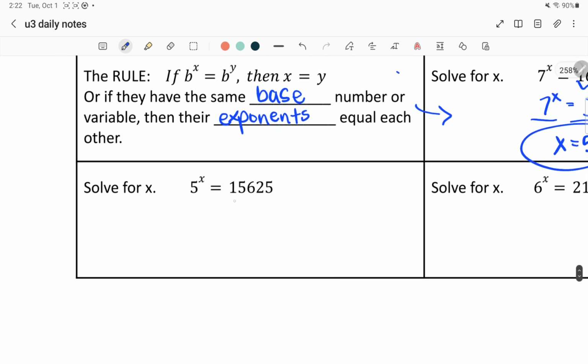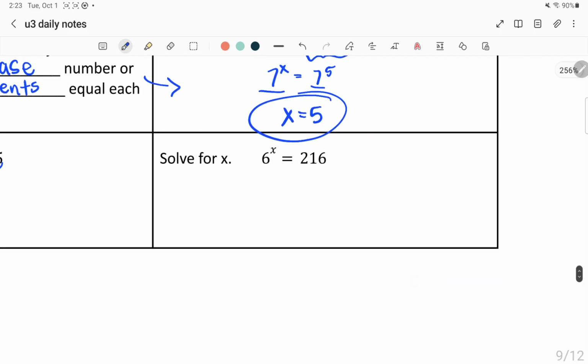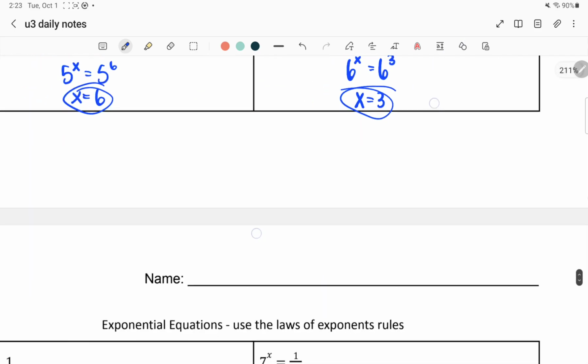Let's try it one more time. 5 to the x. I'm going to look at my base 5s first because that's what I want to find. 15,625, that's 5 to the 6th power. So 5 to the x equals 5 to the 6th. That in turn means that x equals 6. Okay, last one, 6 to the x. So I see in my 6 column that 6 to the 3rd is 216 equals 6 to the x, therefore x must be 3. Okay, so that is the start. Let's flip the page.